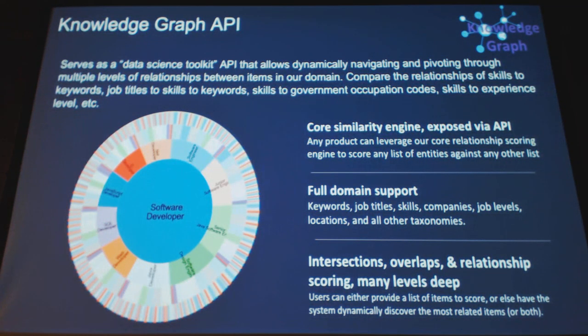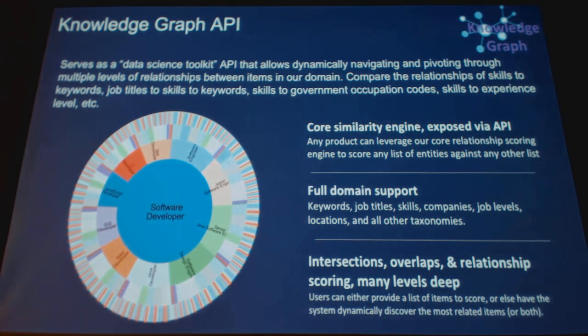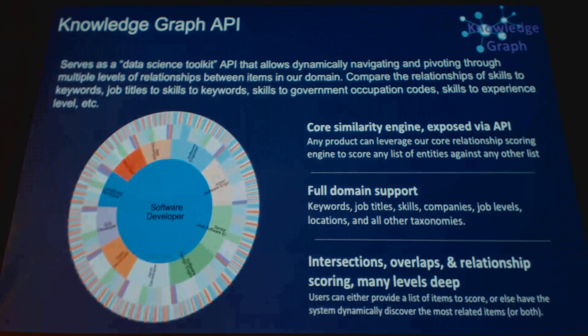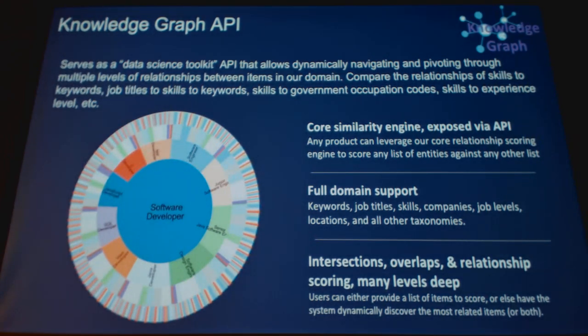So the idea behind our knowledge graph API is to basically build it out as a data science toolkit that we can use internally that will allow us to dynamically navigate and pivot through multiple levels of relationships between items in our domain. So you can compare the relationships of skills to keywords, job titles to skills to keywords, skills to government occupation codes, skills to experience level. You can basically slice and dice the data in any direction, as many levels as you want, and see the statistical correlation of things and tell what's related to what else.